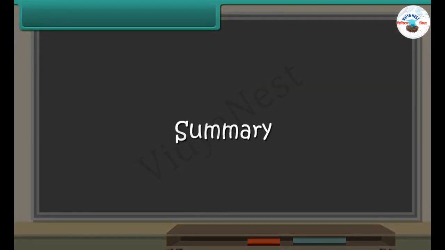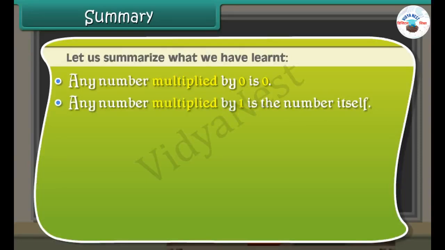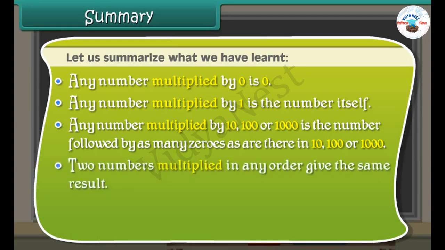Summary. Let us summarize what we have learned. Any number multiplied by 0 is 0. Any number multiplied by 1 is the number itself. Any number multiplied by 10, 100 or 1000 is the number followed by as many zeros as are there in 10, 100 or 1000. Two numbers multiplied in any order give the same result.